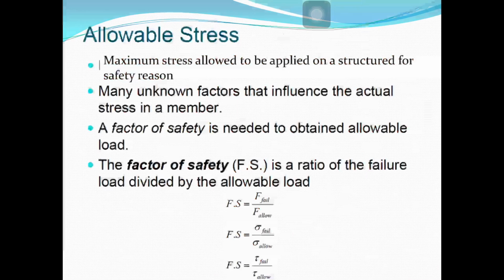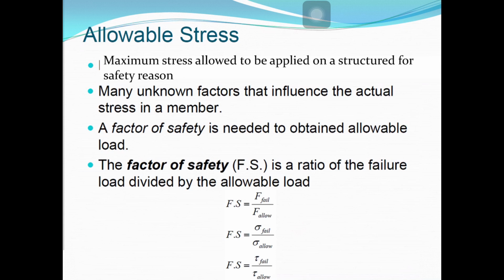Now we go into allowable stress. So what is allowable stress? Maximum stress allowed to be applied on a structure for safety reason. Many unknown factors influence the actual stress in a member. A factor of safety is needed to obtain allowable load. The factor of safety, or Fs, is the ratio of the failure load divided by allowable load. For example, F fail over F allowable, sigma fail over sigma allowable, and tau fail over tau allowable.